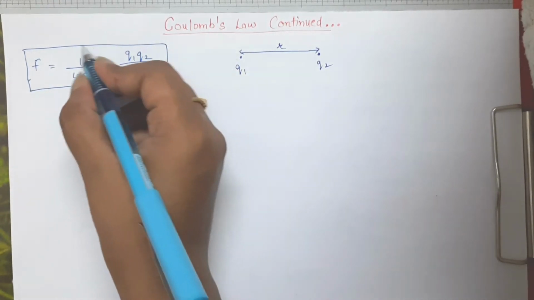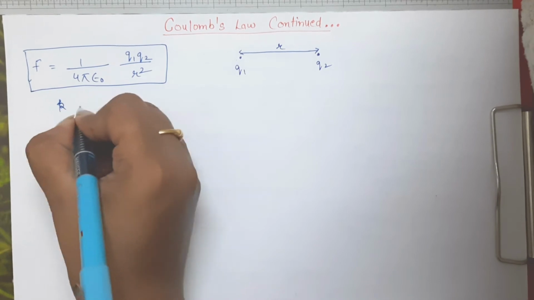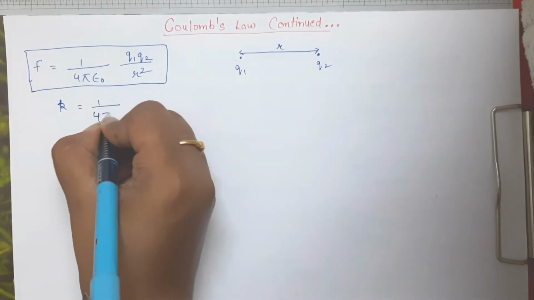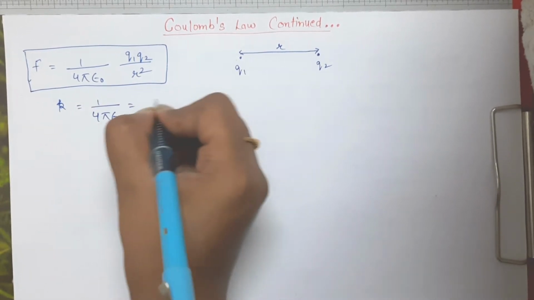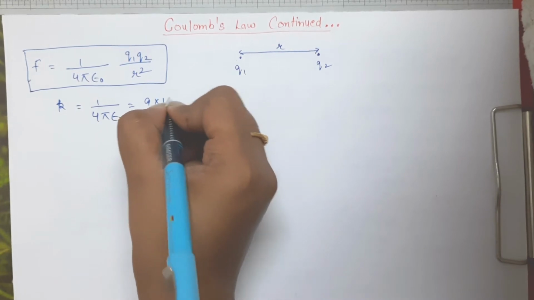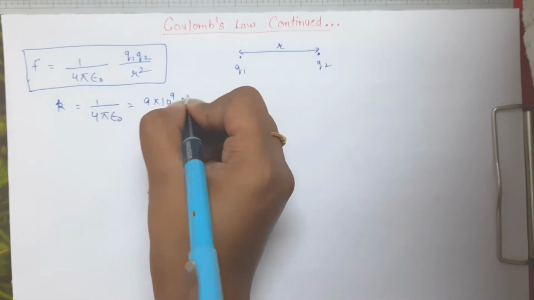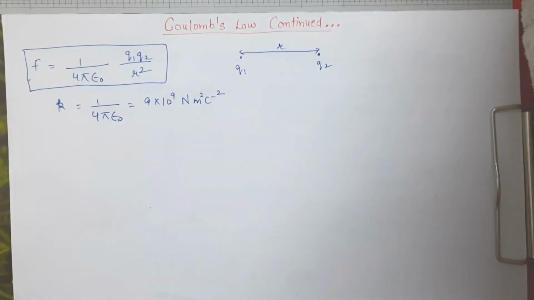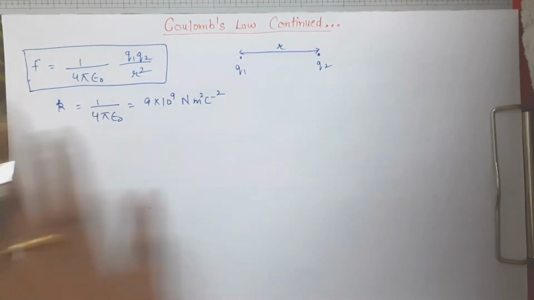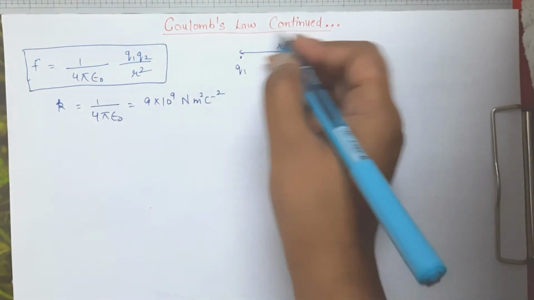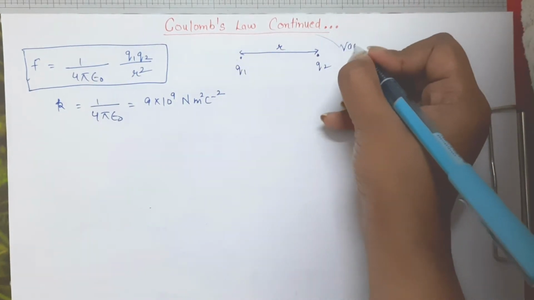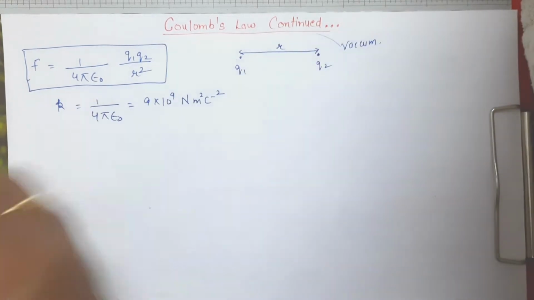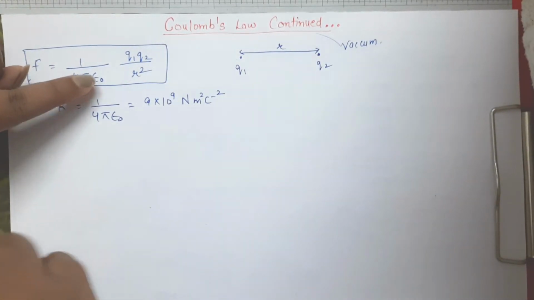where this 1 by 4 pi epsilon naught is a constant k, right? And the value is approximately 9 into 10 raised to power 9 Newton meter square per coulomb square. This we have discussed. So basically this was the case when this system was in vacuum, right? Then we were using this epsilon naught.